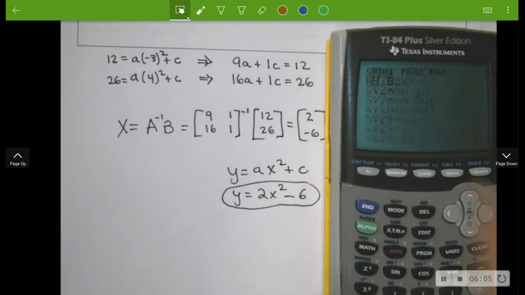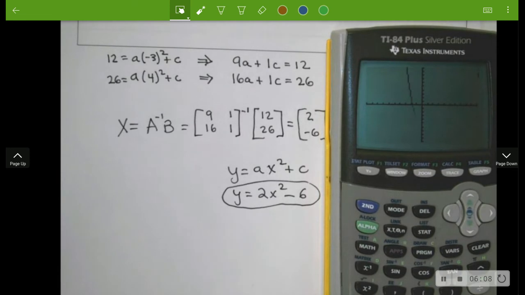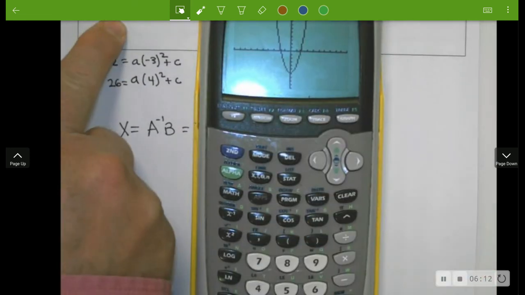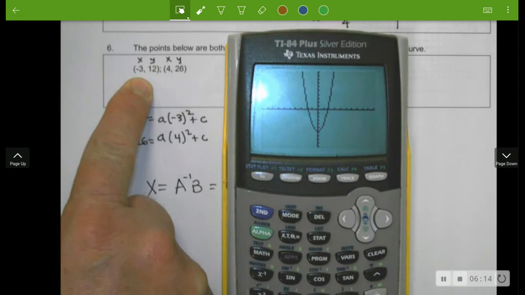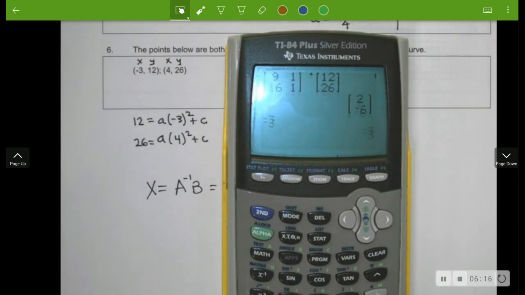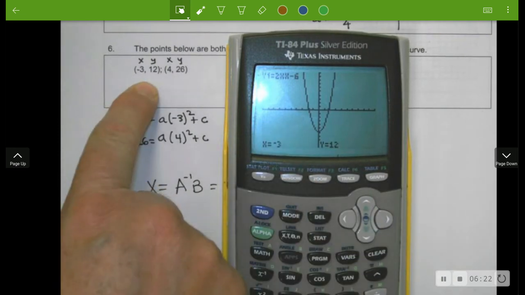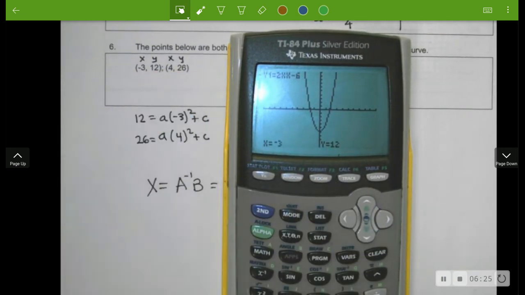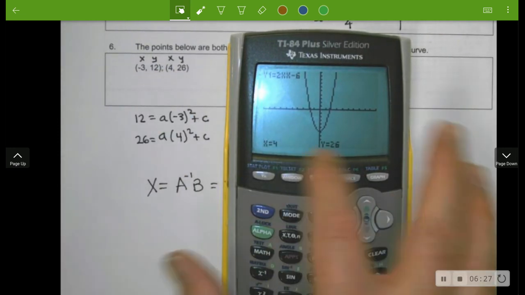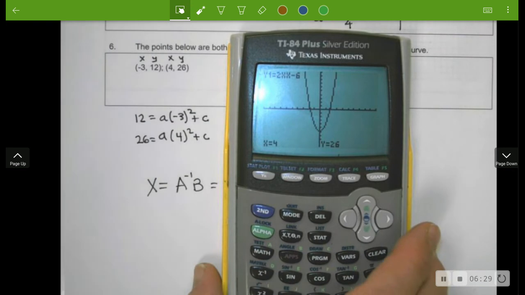Zoom 6 to get the picture going. When it settles down, I'm going to trace to see if these 2 points are actually on the graph. Oops. Trace, -3 enter, and it says -3, 12. And then 4 should give 26. So I'll hit 4, enter, and 26 shows up. So we've got the right answer here.